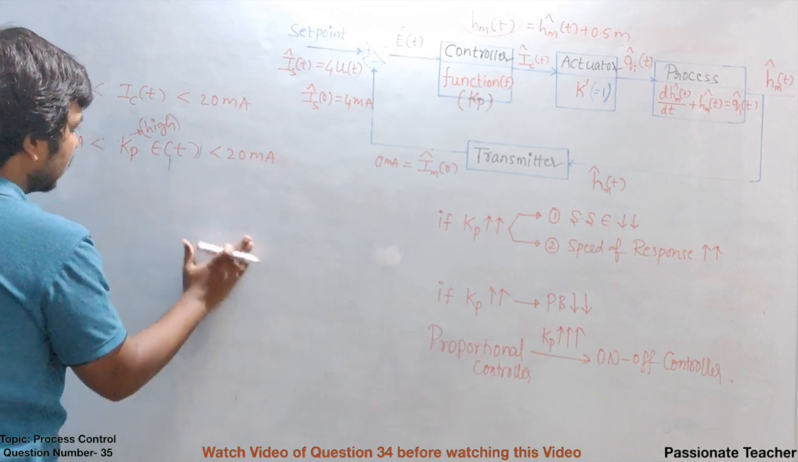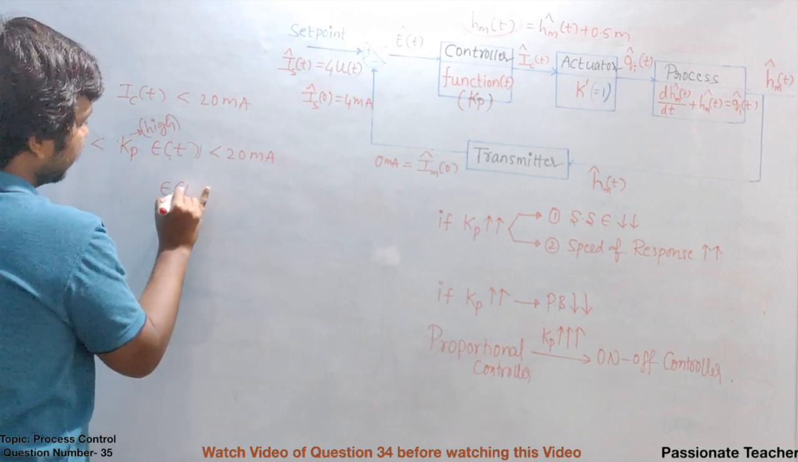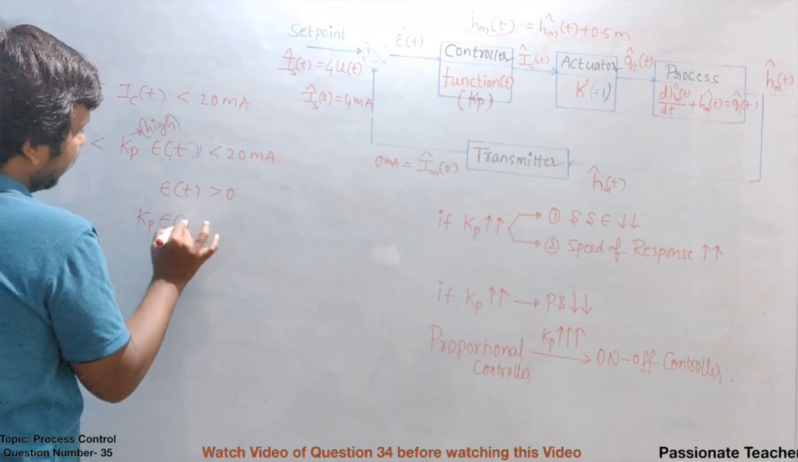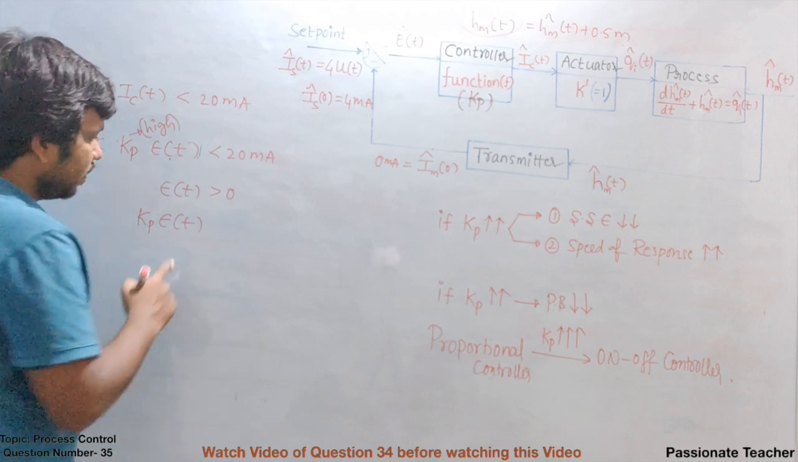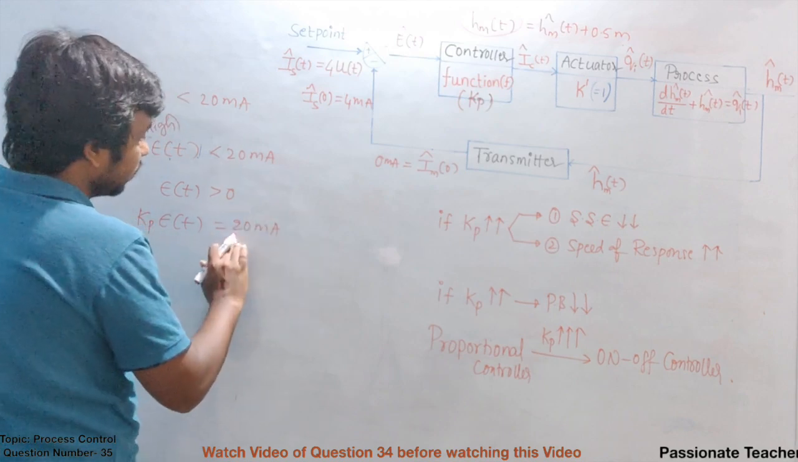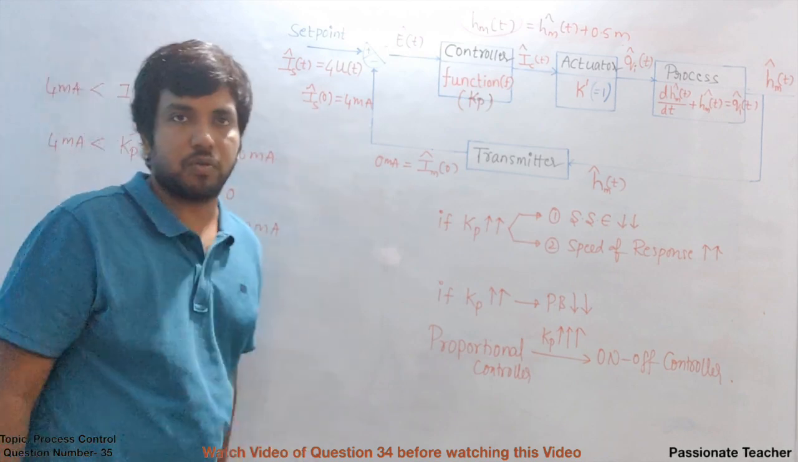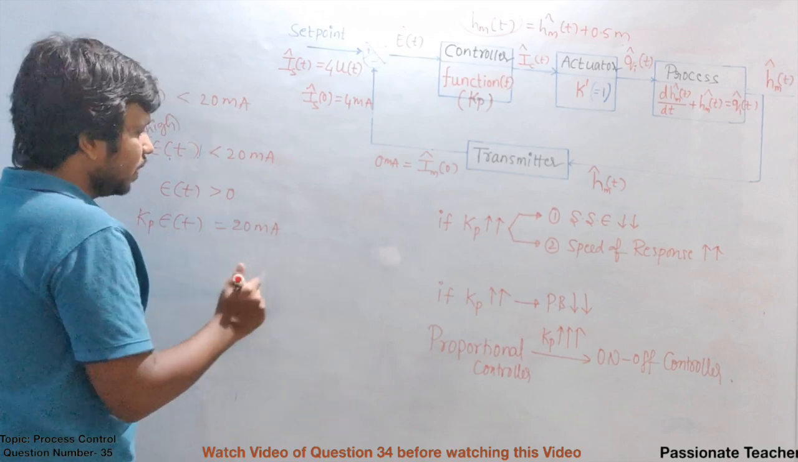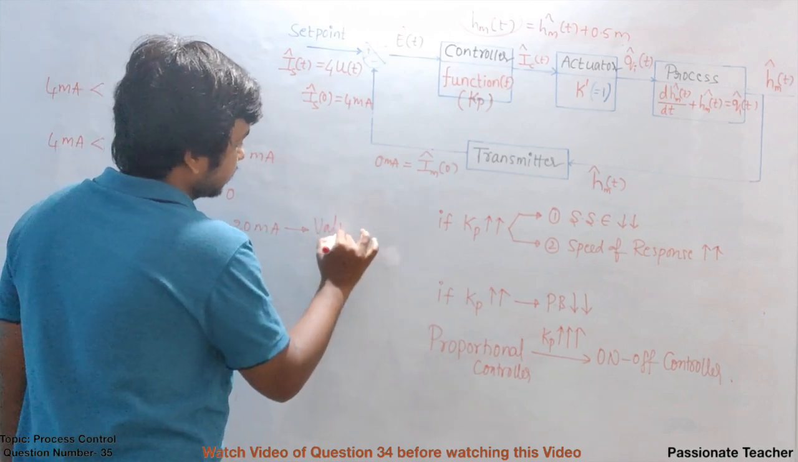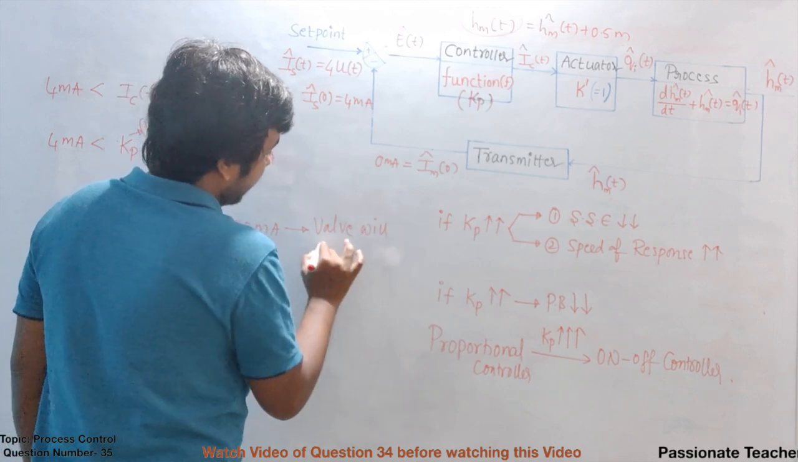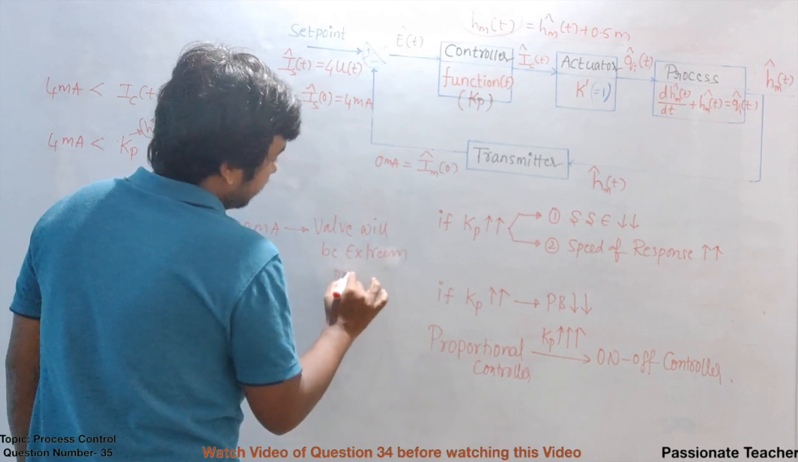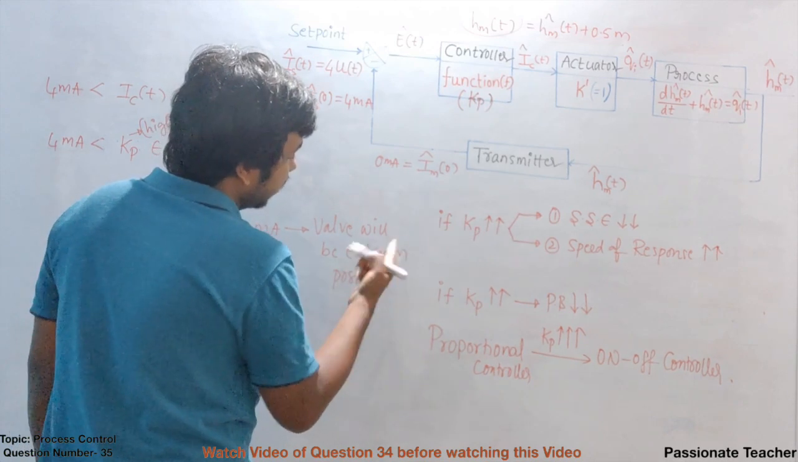Otherwise, if E of t is greater than 0, then Kp into E of t, because Kp is a very high value now, is going to reach saturation, that is 20 milliampere, because above 20 milliampere is not possible. So when it is 20 milliampere, the valve will be at an extreme position. Extreme position means either it is going to be fully open or fully closed.